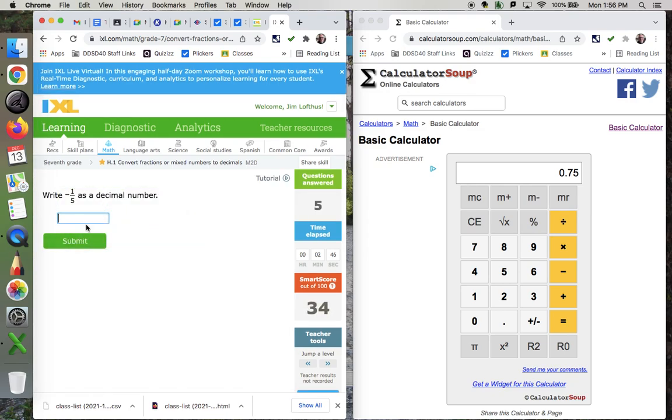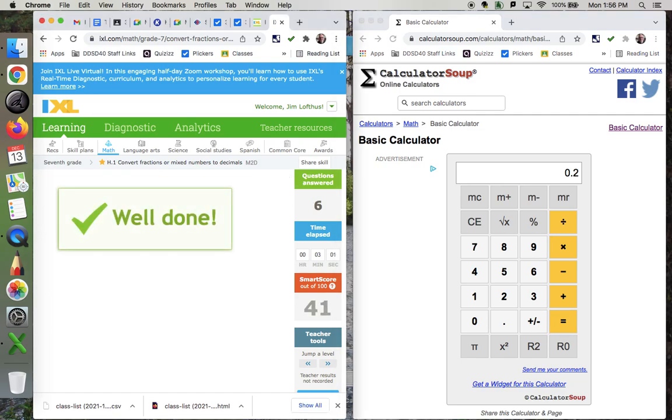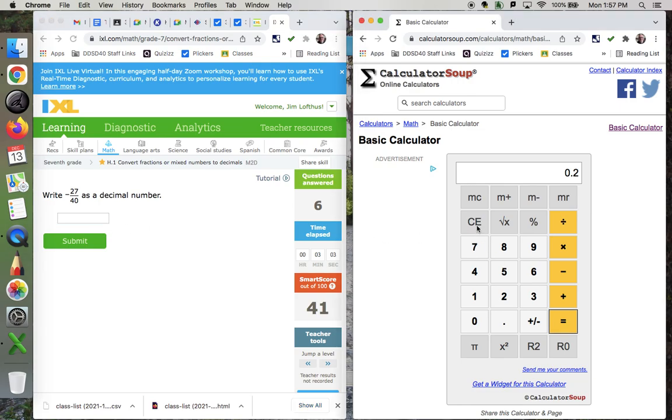And I'm going to do negative 1 divided, whoops, let's clear it. 1 divided by 5 equals 0.2. Negative 0.2. Clear it. 27. This is a good one to use a calculator on. 27 divided by 40. And this is negative 0.675.